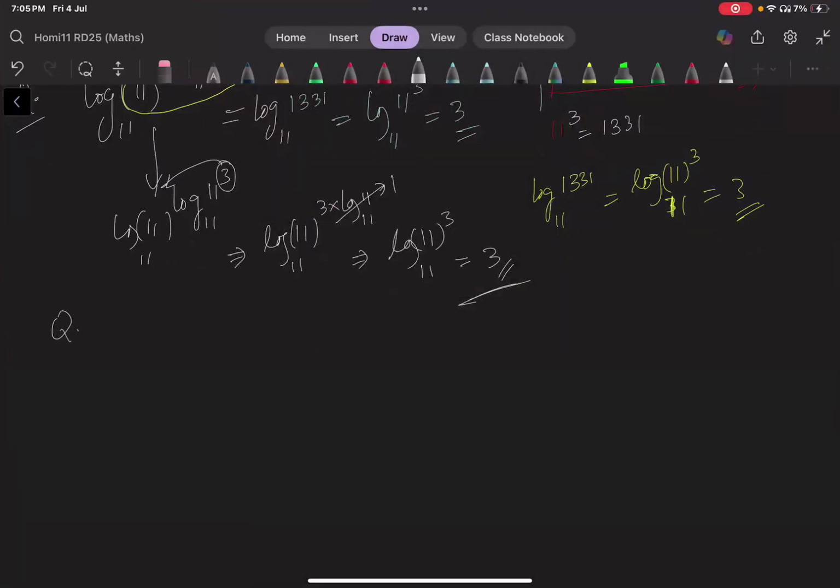Okay, first you practice this question. Log 125 to the base 5 multiplied by log 5 to the base 125 equals what? Can you solve it?